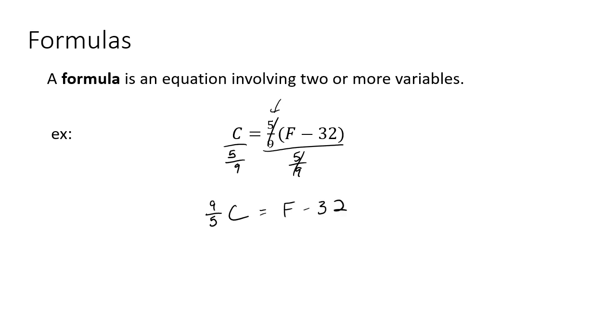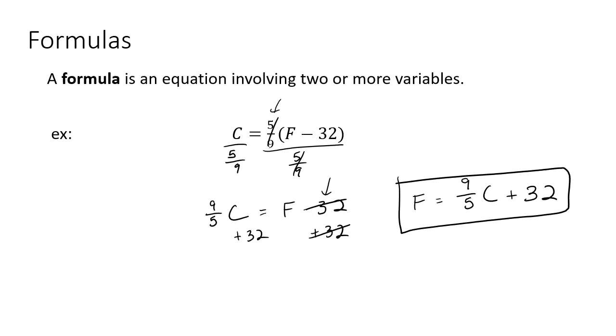And then if I wanted to solve for F, I would just have to add 32 to both sides. So we would get the formula degrees in Fahrenheit is equal to 9/5 degrees in Celsius plus 32.